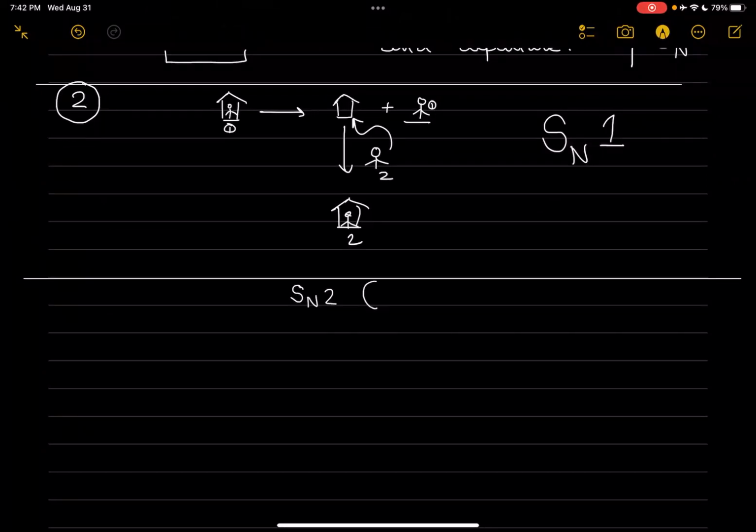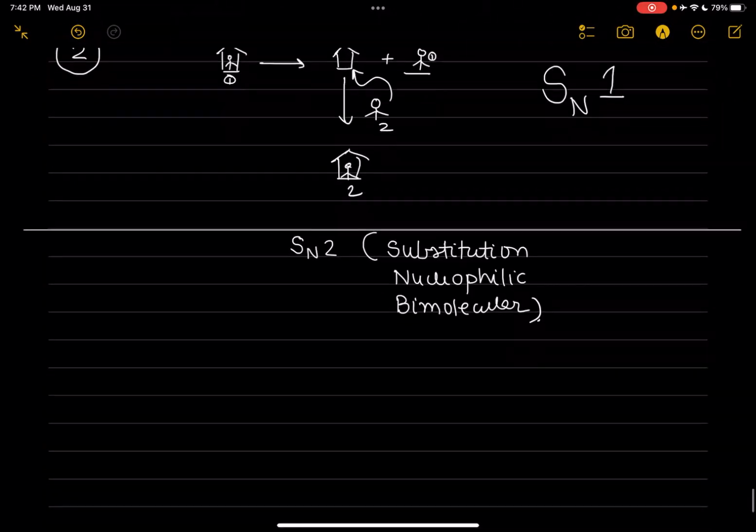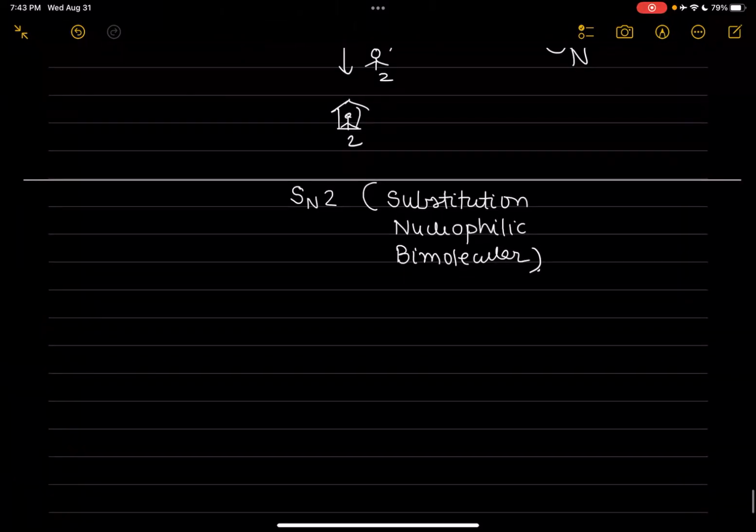Okay, SN2: the full form is substitution, nucleophilic, bimolecular. This is the actual way of writing. Substitution, nucleophilic, bimolecular, SN2. Okay, this is the full form. And how it happens, let me give you one example.